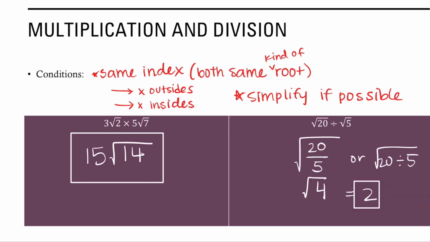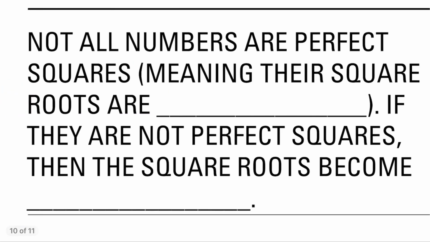I was able to recognize it because I memorized that list of perfect squares. So seriously, if you get the chance, please memorize that list of perfect squares. You're going to see that for the rest of your life, really. But not all numbers are perfect squares, meaning that their square roots are integers. If they are not perfect squares, then the square roots become irrational.